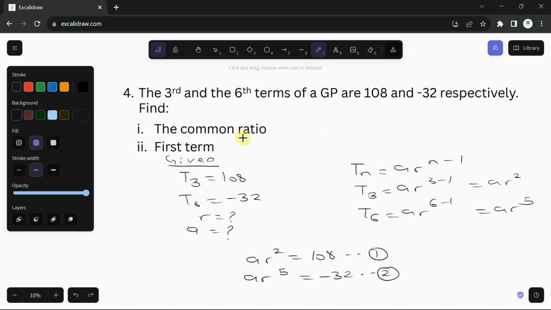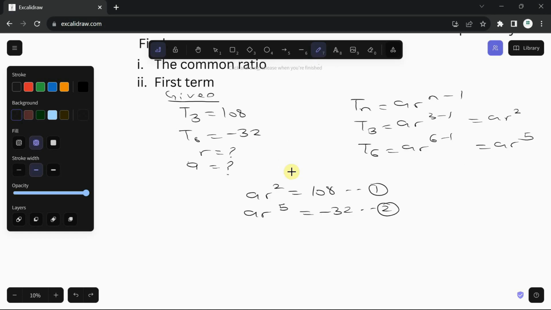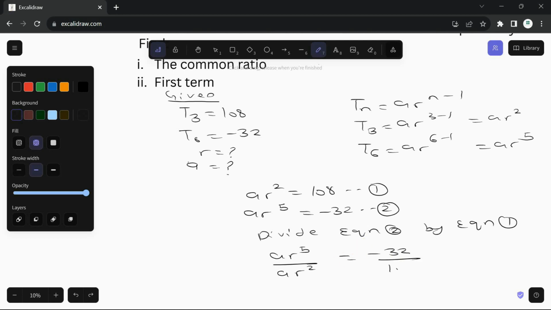Once again, we are faced with simultaneous equations, right? If it's something that you're not comfortable with, just try to have an open mind. When we do simultaneous equations, you can always come back and watch all these videos. So what we do is, you see this a times r squared, what is joining them is a multiplication. The same thing is joining them on multiplication. So we can divide. Let's divide equation 2 by equation 1, right? So that would be ar raised to the power of 5 divided by ar raised to the power of 2 is equal to minus 32 divided by 108.